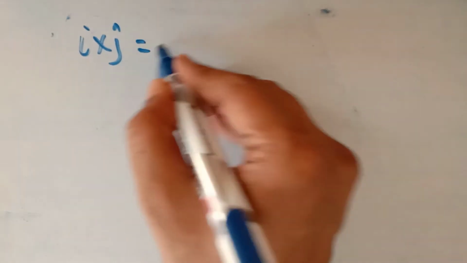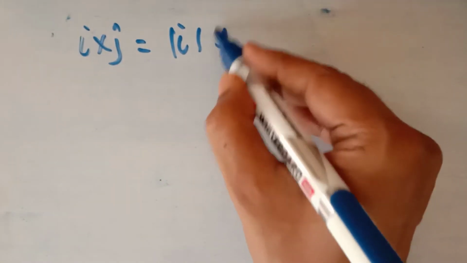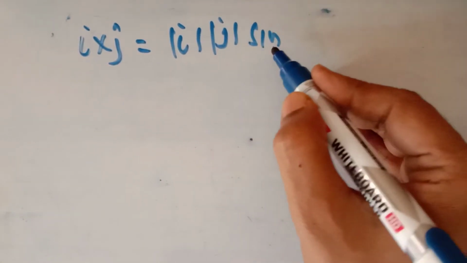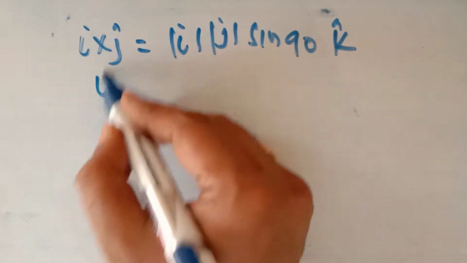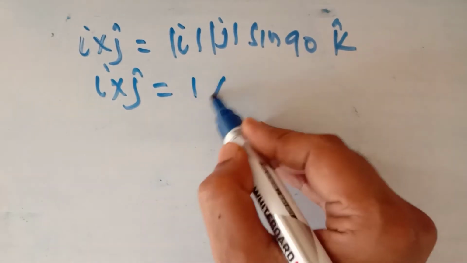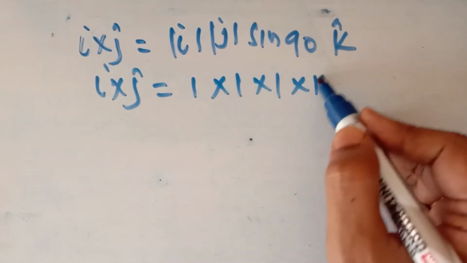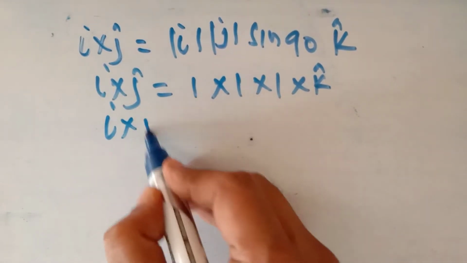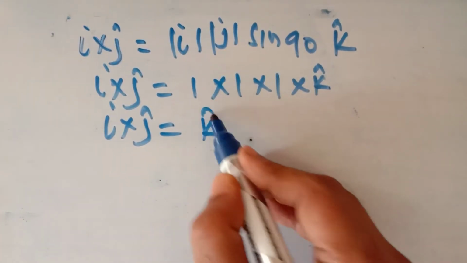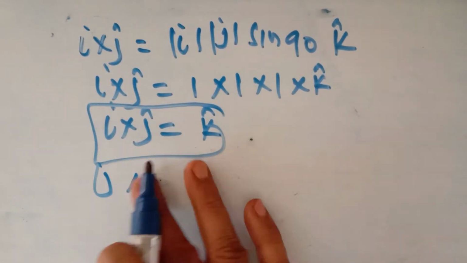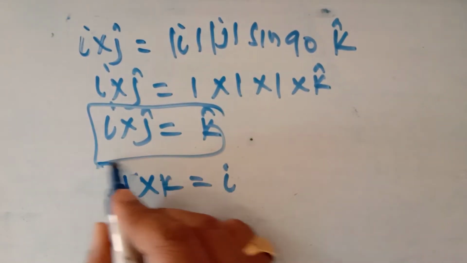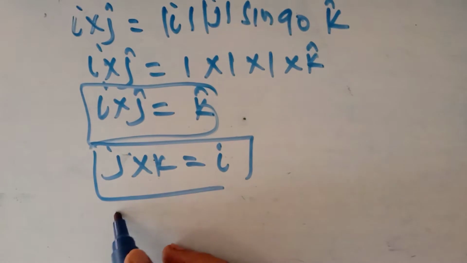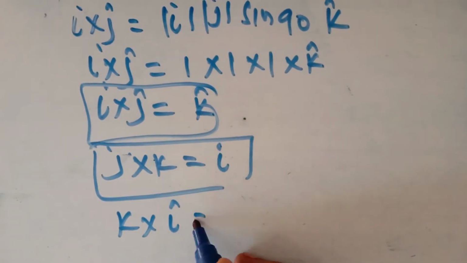Now what about I cross J? It will be modulus of I, modulus of J, sine of the angle between I and J, which is 90 degrees, and the resultant direction of I and J will be K. So I cross J will be equal to 1 into 1 sine 90, that is k cap. That is, I cross J will be equal to K. Similarly, J cross K will be equal to I, and K cross I will be equal to J.